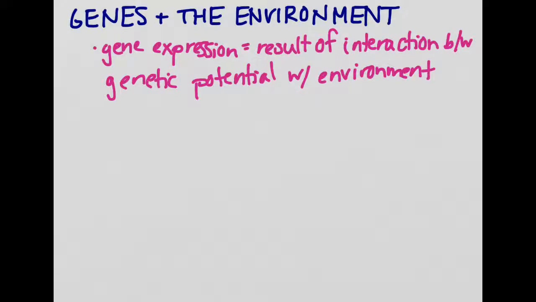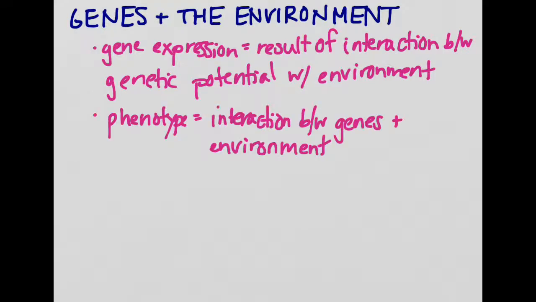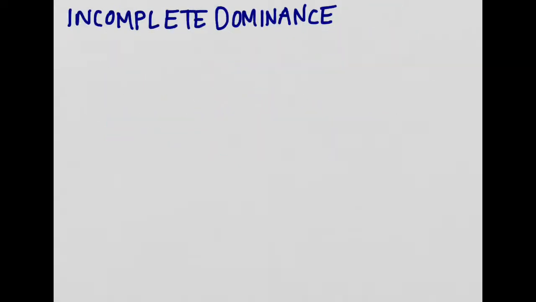So, in other words, the presence of a gene isn't the only thing that's required for the expression of a trait. The gene has to also be present with those proper environmental conditions. So the key thing to take away from this is that the phenotype, or the actual characteristics that we see, is going to be the result of the interaction between genes and the environment.